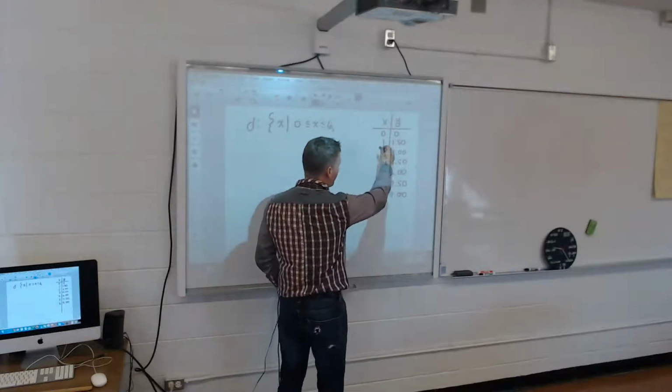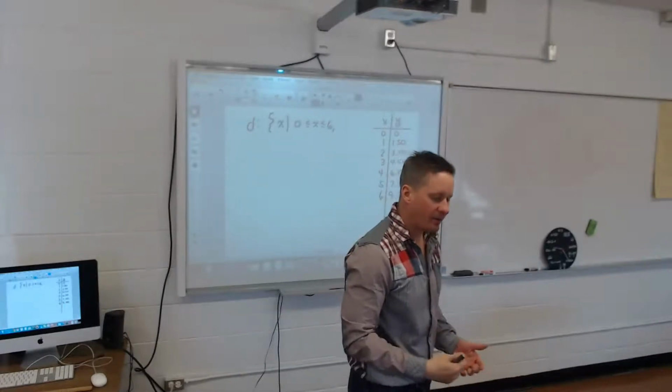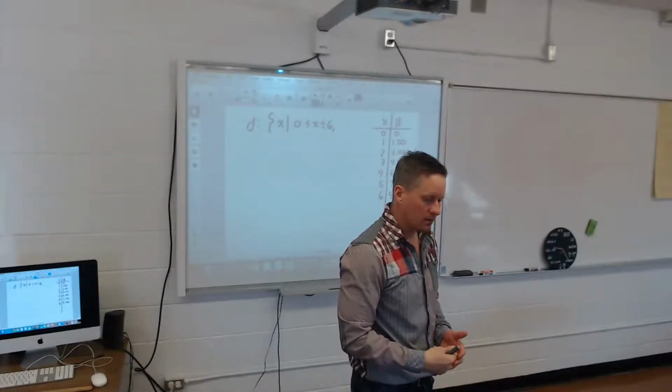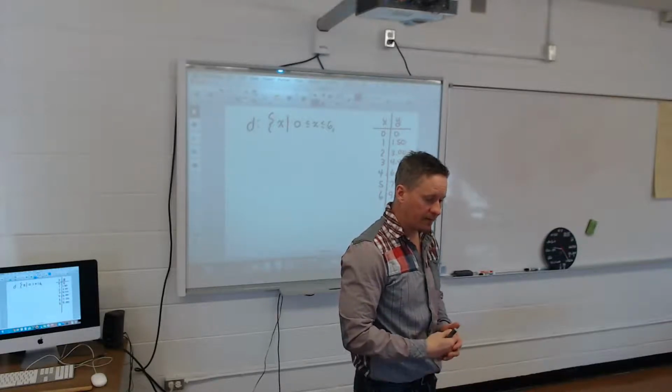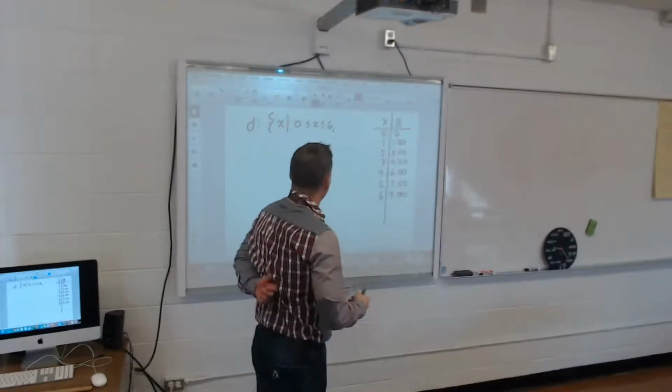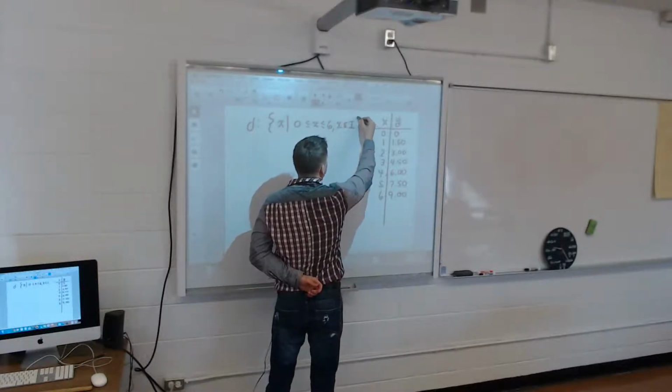Now, can I buy parts of a bar? Can I buy a half a bar? No. I can only buy a whole bar. You'd agree with that? Yeah. So therefore, I have to add this in. X is an integer.